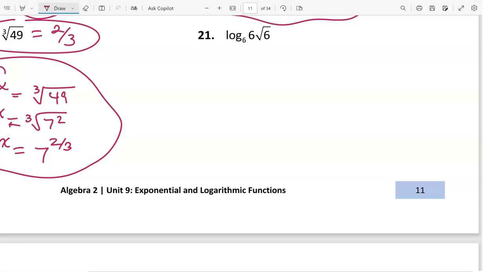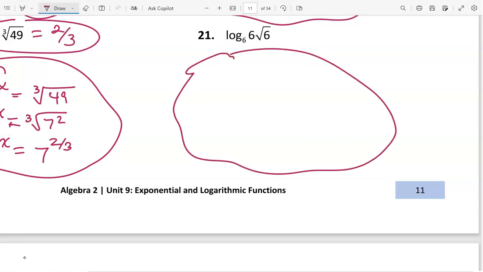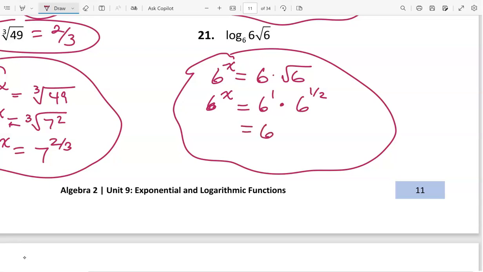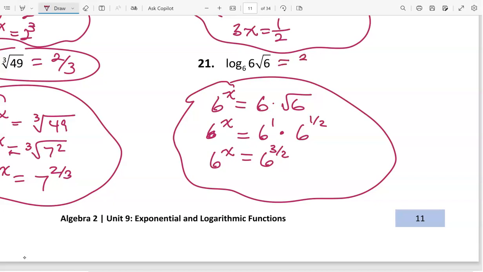In 21, we have the log base 6 of 6 times the square root of 6. We can think of this as base 6 raised to the x power is equal to 6 times the square root of 6. Now, 6 is really 6 to the 1 power, and 6 to the 1/2 is the same as the square root of 6. When we multiply like bases together, we add the exponents, so this would be 6 to the 3/2. However, we're going to give our answer in improper fraction form. That is the preferred way to give that. That'll be 3/2.